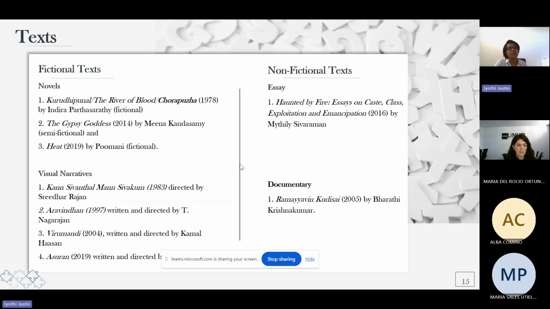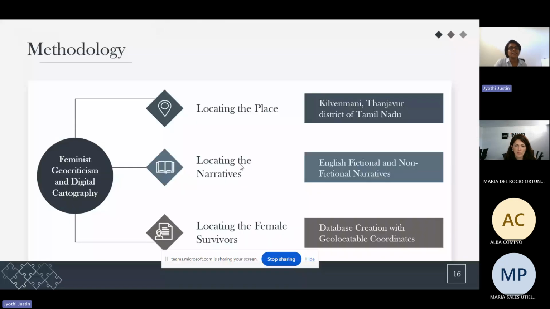And there is only one documentary on this entire massacre, that is Ramayam Kodise, which came out in 2005. So this is the methodology that we are using. We initially located the place, that is Kilvenmani, which was located in Tanjavur district of Tamil Nadu. And then we located the narratives on the place. And then, based on these narratives, we located the female survivors of the massacre to create a geo database and a visualization.